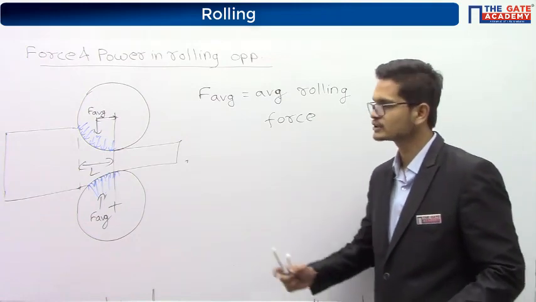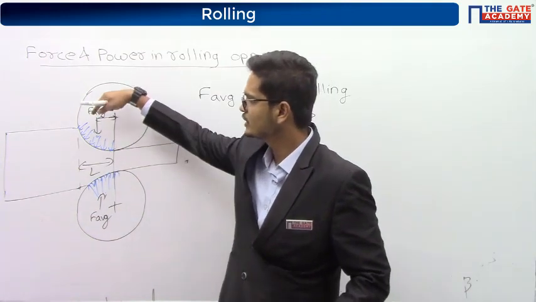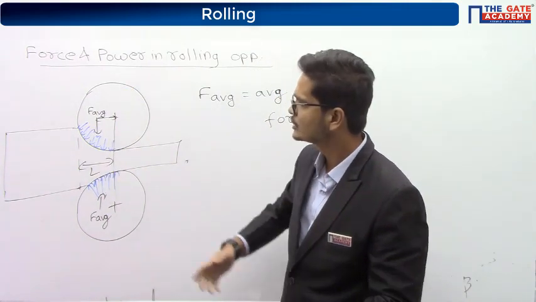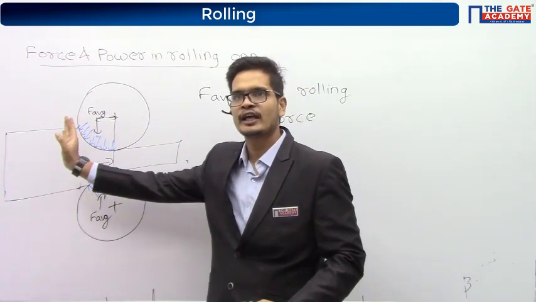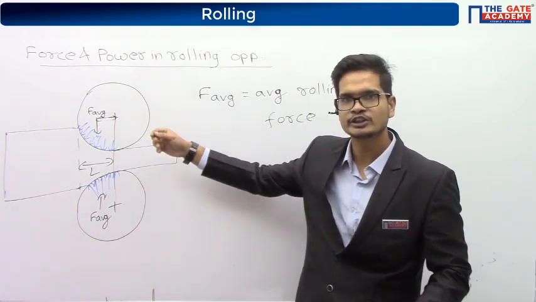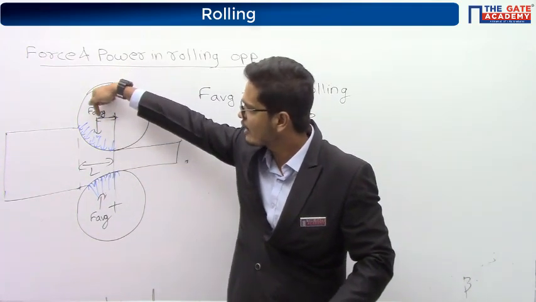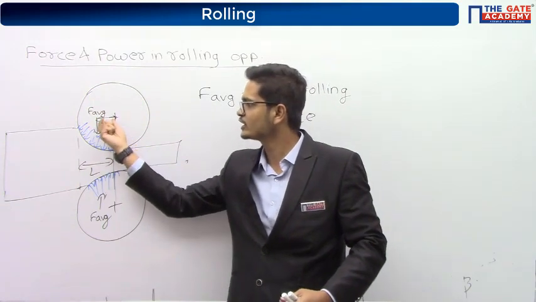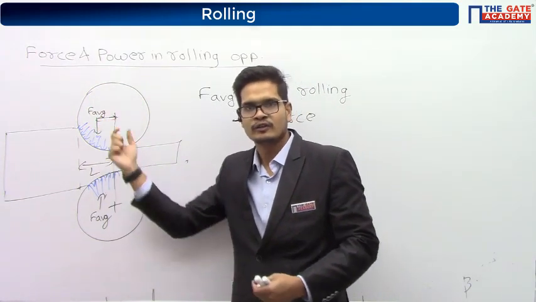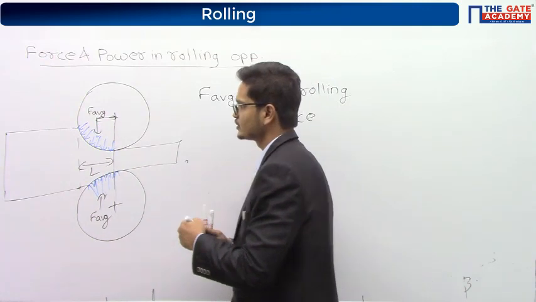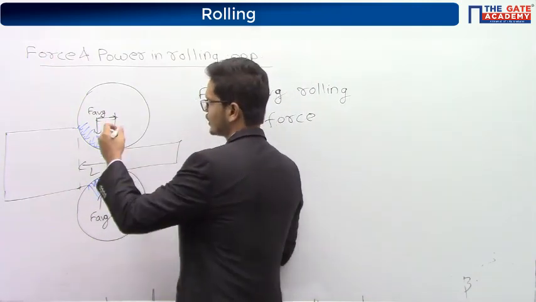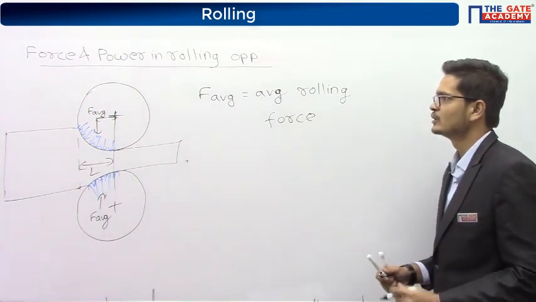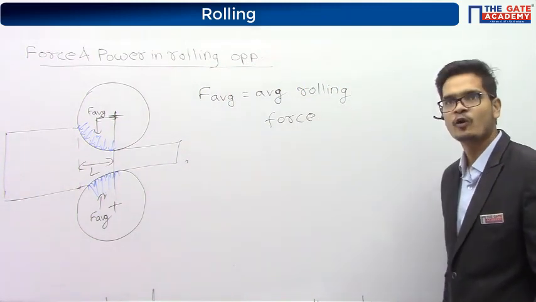What I am saying here is, throughout the rolling operation, the force is acting at multiple points, but instead of analyzing it using those multiple points, we are analyzing it by taking an average force, which is acting at a certain distance from the center. This was the center of the rollers. And F average is the average rolling force.